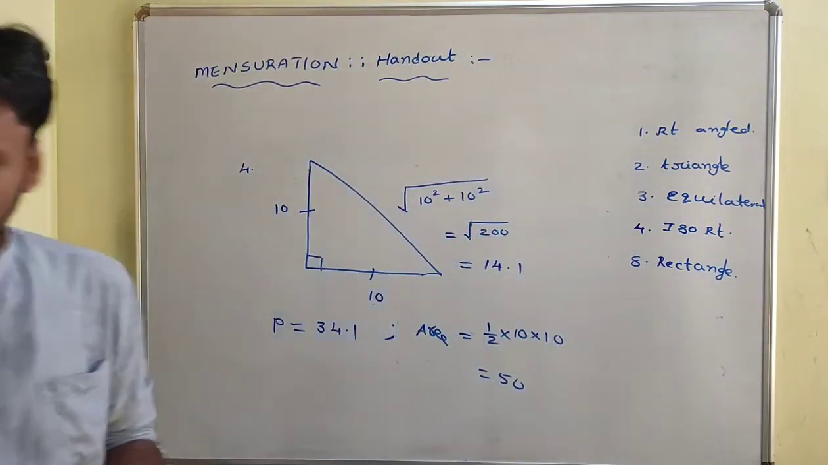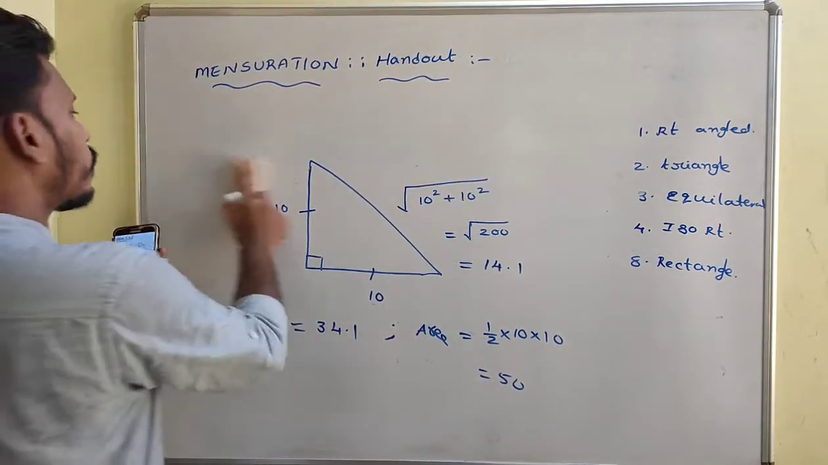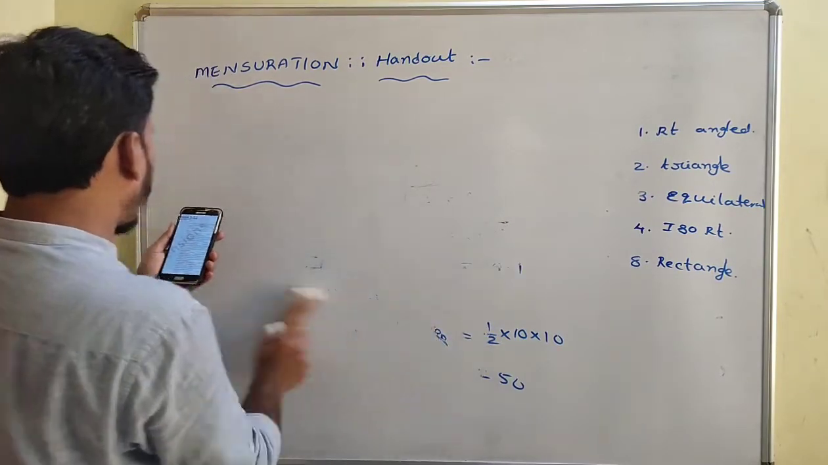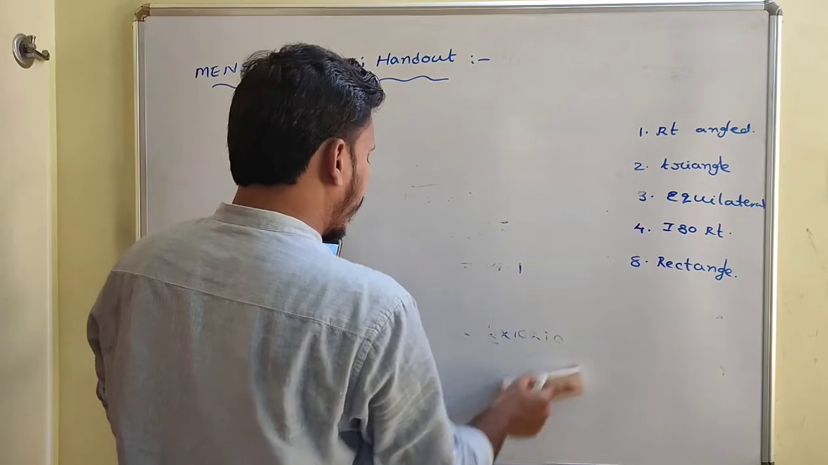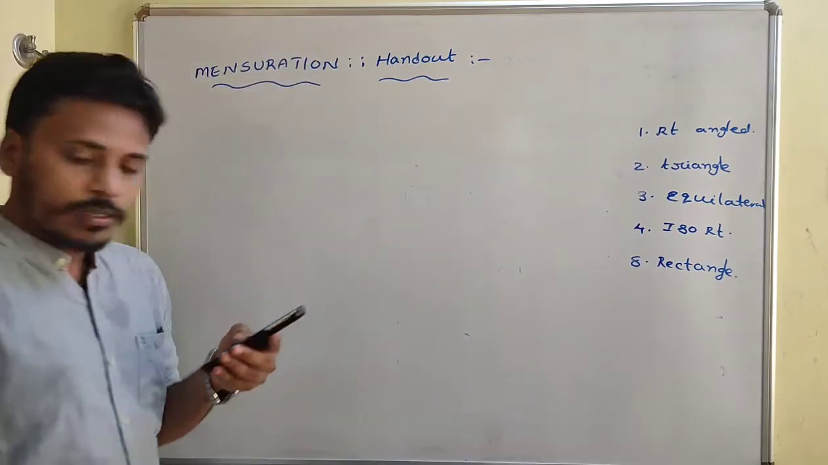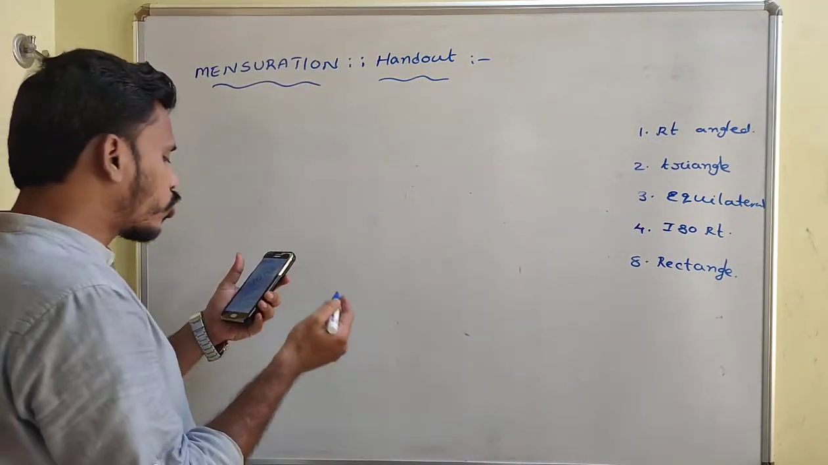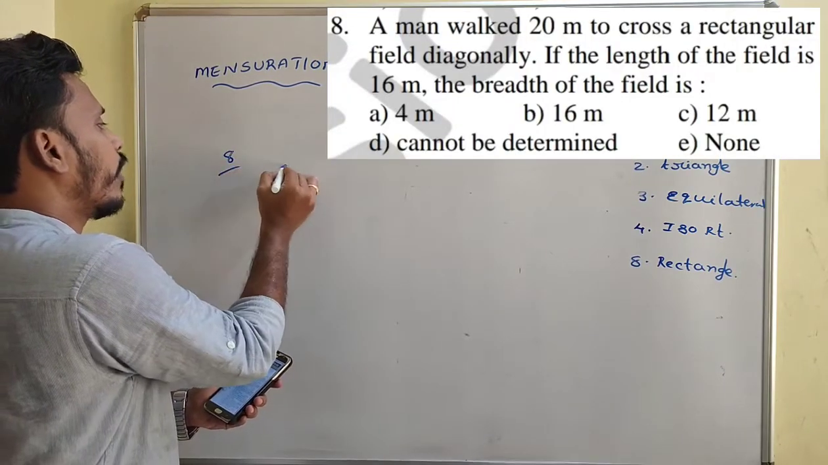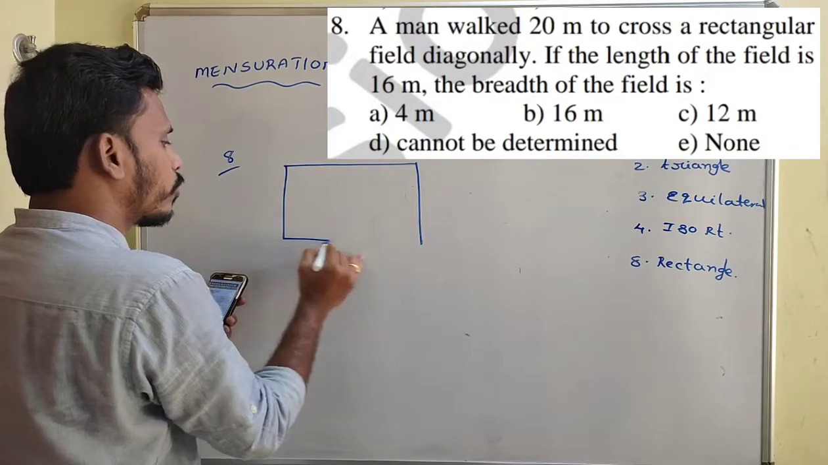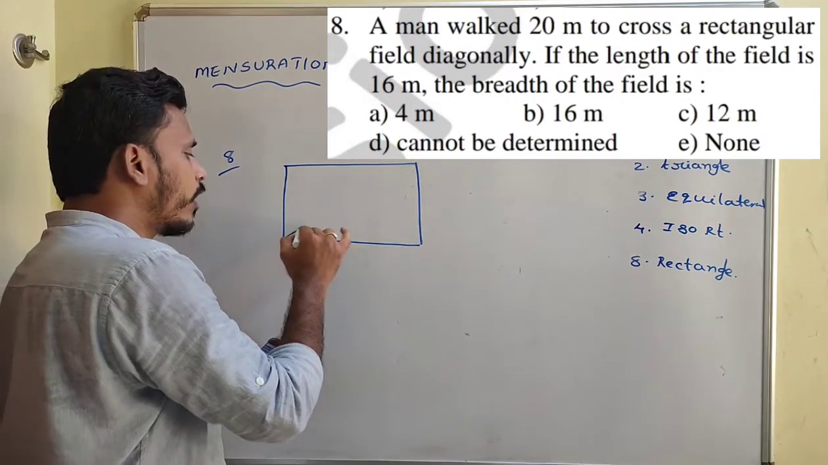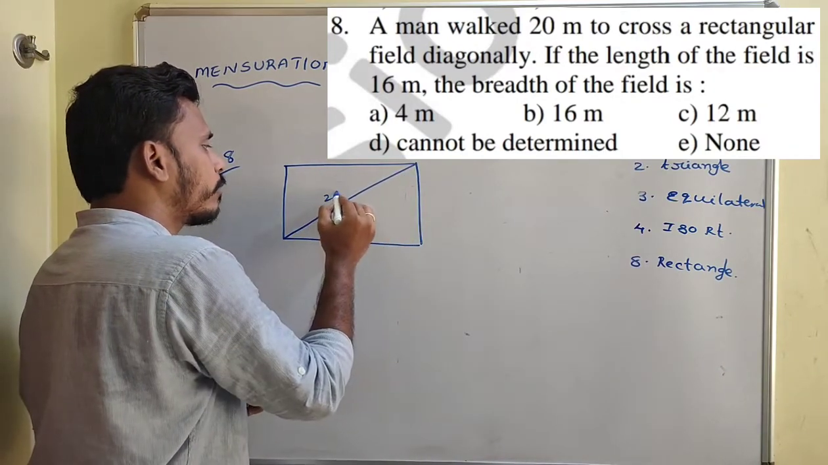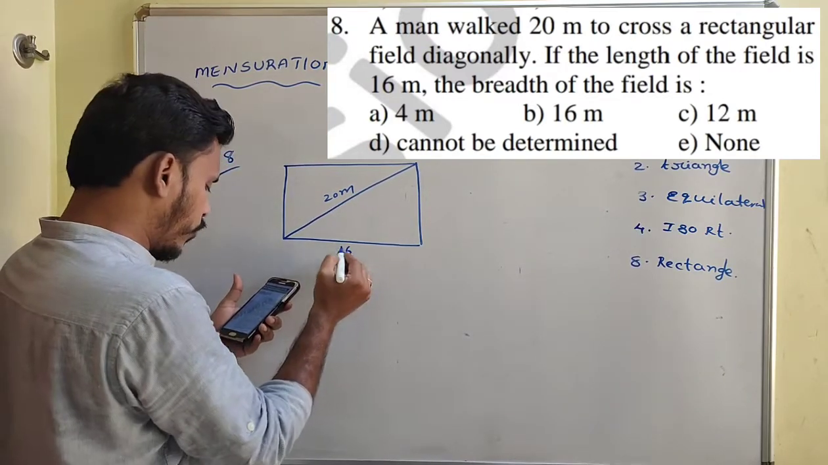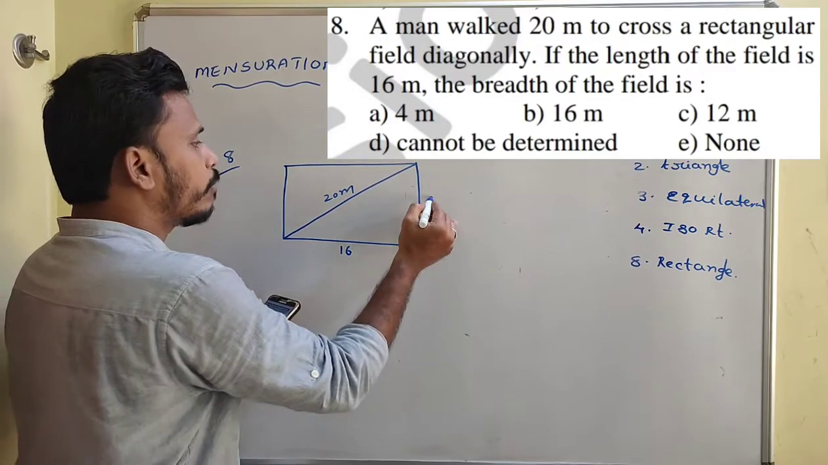So just look at the problem in the book. Eighth problem. A man walked 20 meters to cross a rectangular field diagonally. For the eighth problem, there is a rectangular field as per the question. A man walked 20 meters along the diagonal of the rectangular field, and the length of the field is given as 16. We need to calculate the breadth of the field.